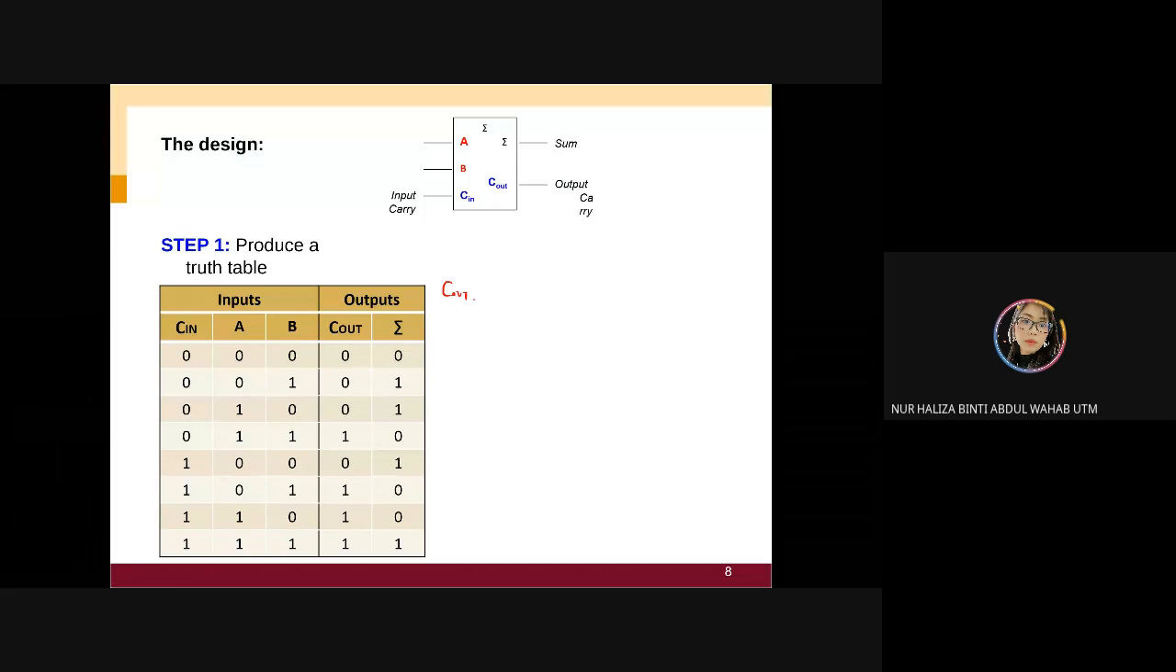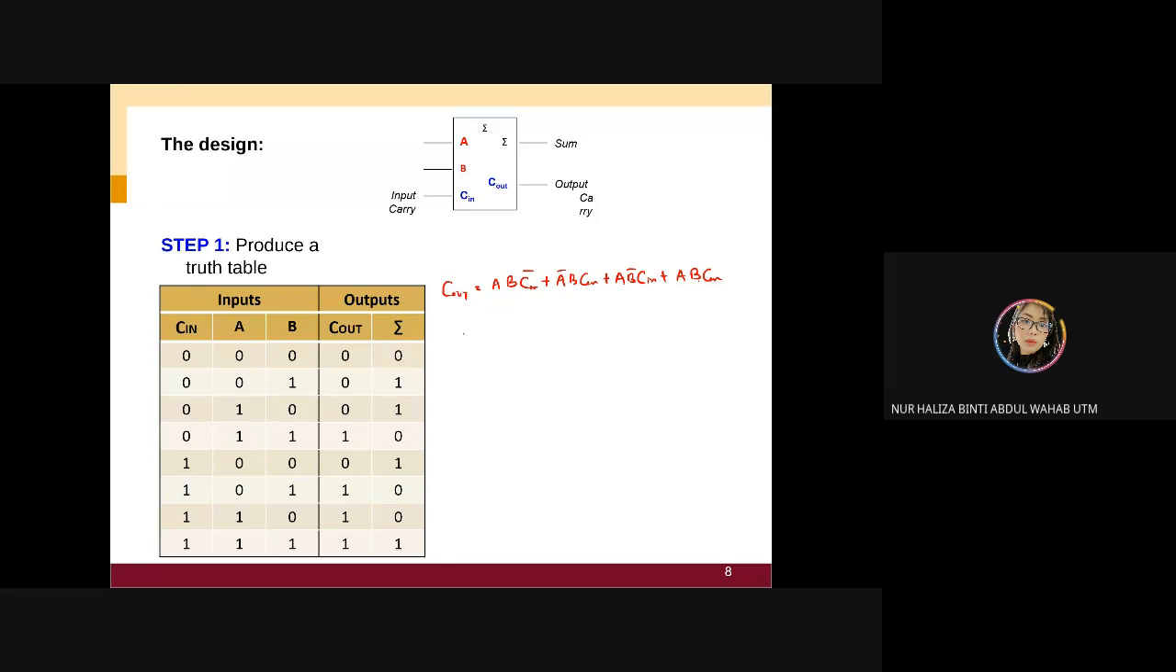C out is A B C in bar plus A bar B C in plus A B bar C in plus A B C in. So this and this I simplify, but nothing happens. The rest is also similar, I cannot simplify.